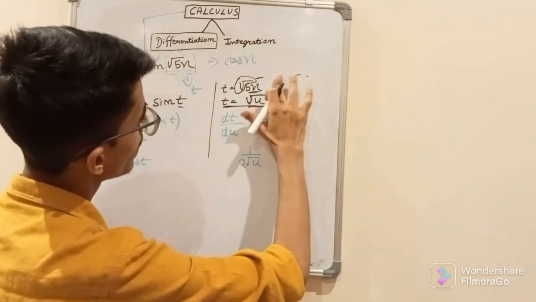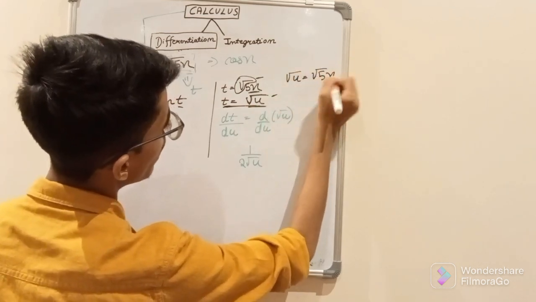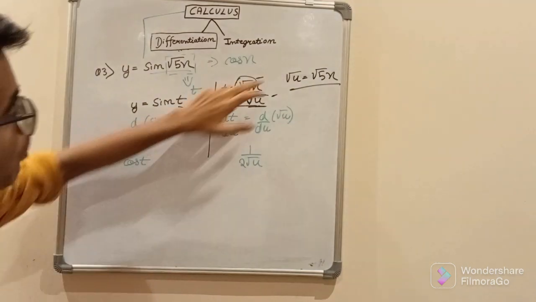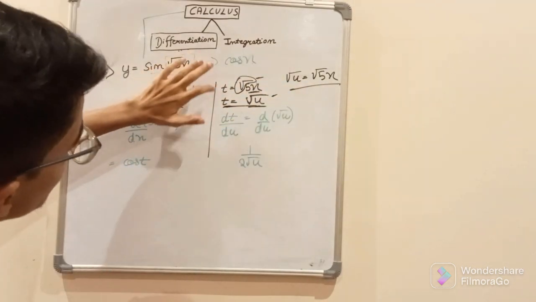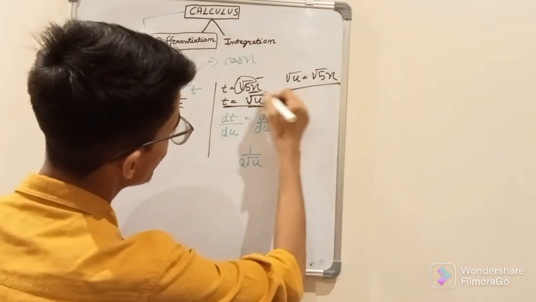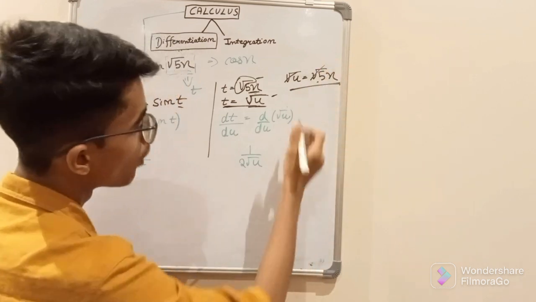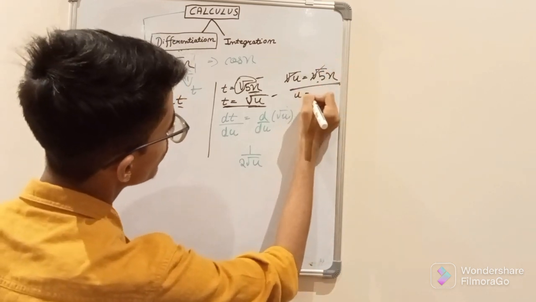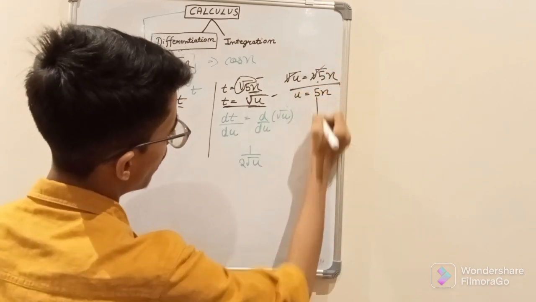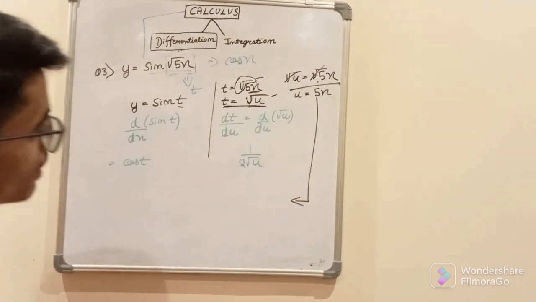So can we write root u is equal to root 5x? Yes, because both are the values of t. T is definitely equal to t. So that's how we can write root u is equal to root 5x. Now taking the roots as common, we are left with u is equal to 5x. Now this has to be differentiated and this is the last step to get the final answer.